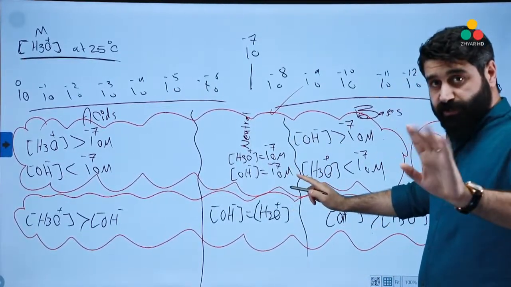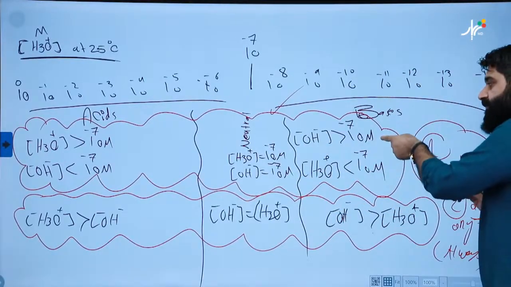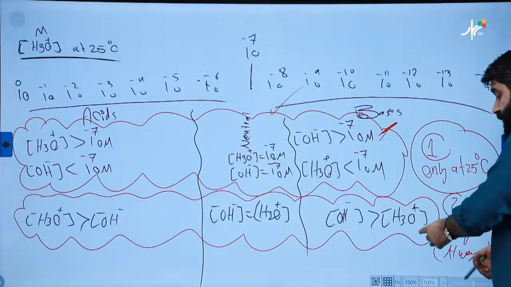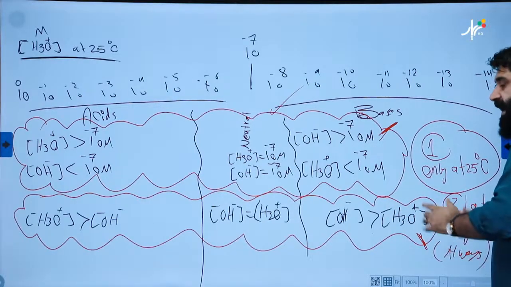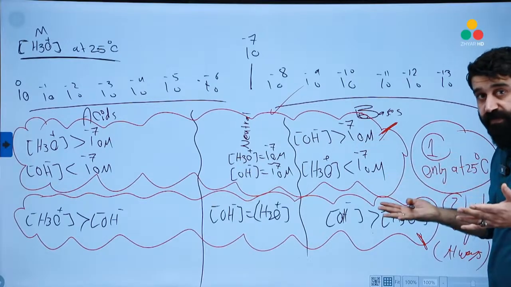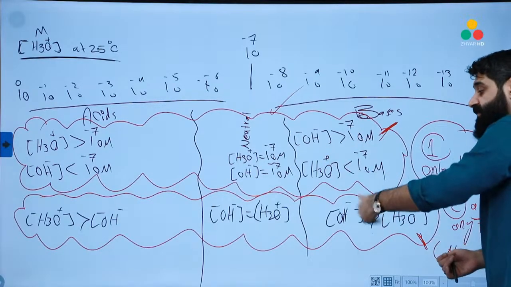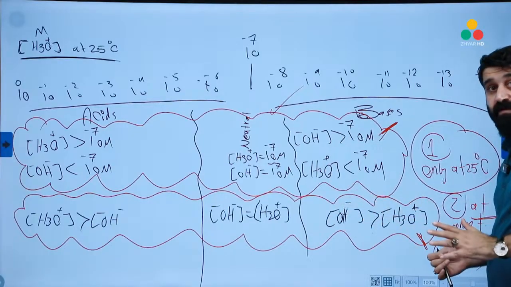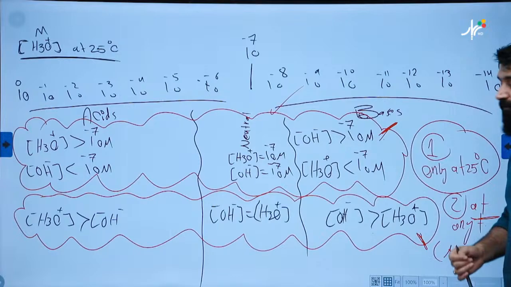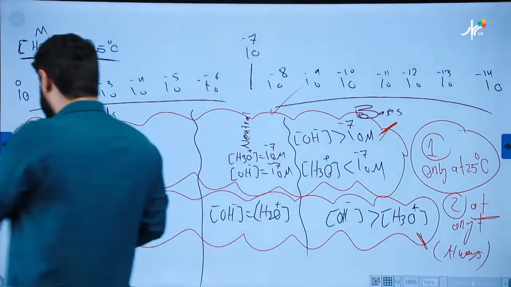So look, I'm going to repeat the 3 questions. If I say only at 25, only this part will be correct. Always true, only the second part is correct. At 25 without only, both are correct, because this is true at 25 and this is always true, including 25. But this is not only at 25, it takes all the temperatures. Okay?